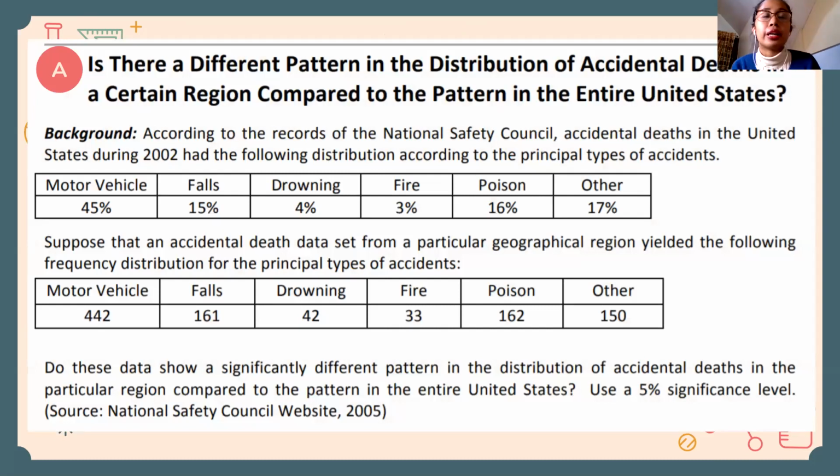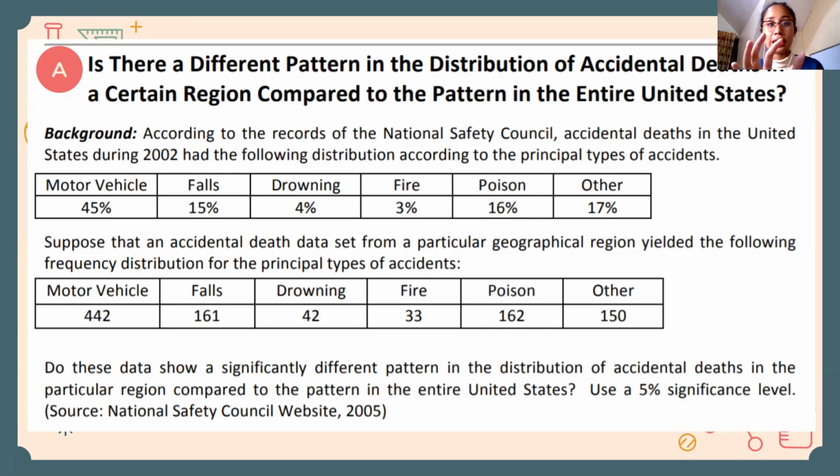So is there a different pattern in the distribution of accidental deaths in a certain region compared to the pattern in the entire United States? Yan. So basically here, you are comparing a theory and an expectation. Ma'am, alin yung theory dito or expected value? Ang expected dito yung pattern in the entire United States. And the observed data is ito, pattern in the distribution of accidental deaths in a certain region.